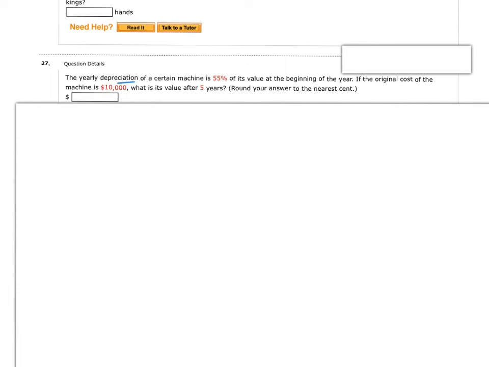So it says depreciation of the machine is 55%. So that's going to tell me my r is 1 minus 0.55 since it's as compared to last year. The original cost, I'm going to call a sub 0, is 10,000. And then it's asking what is a sub 5.